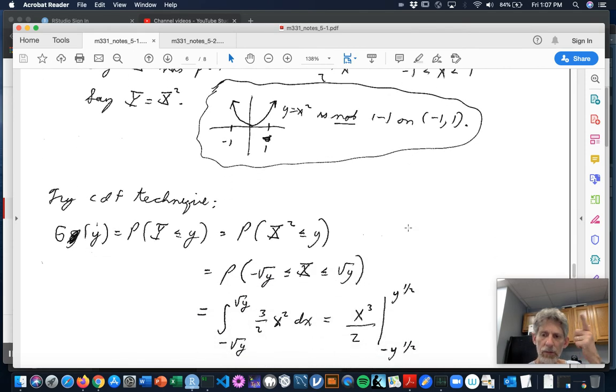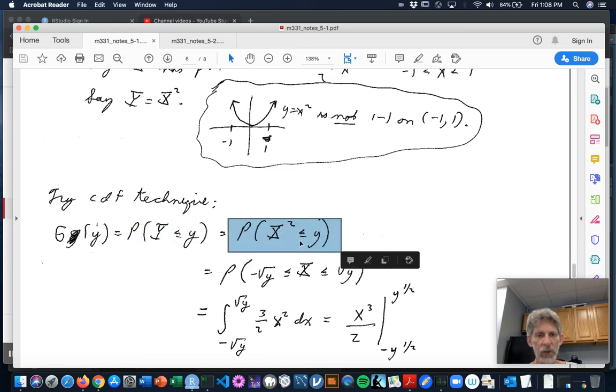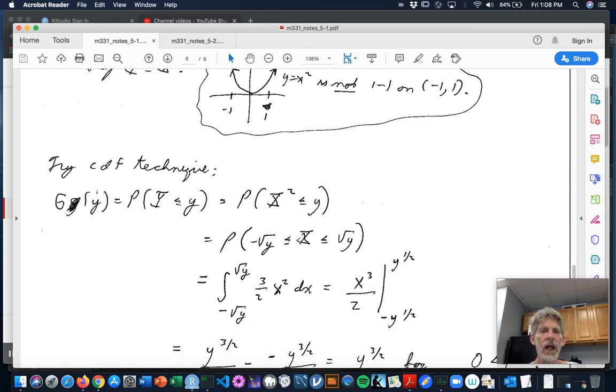So let's keep that in mind when we try the CDF technique. The CDF for capital Y, the probability that capital Y is less than or equal to little y, is the probability that X squared is less than or equal to y. And that is not the probability that X is less than or equal to the square root of y. No, no, no. X has to be less than or equal to the square root of y and bigger than negative the square root of y.